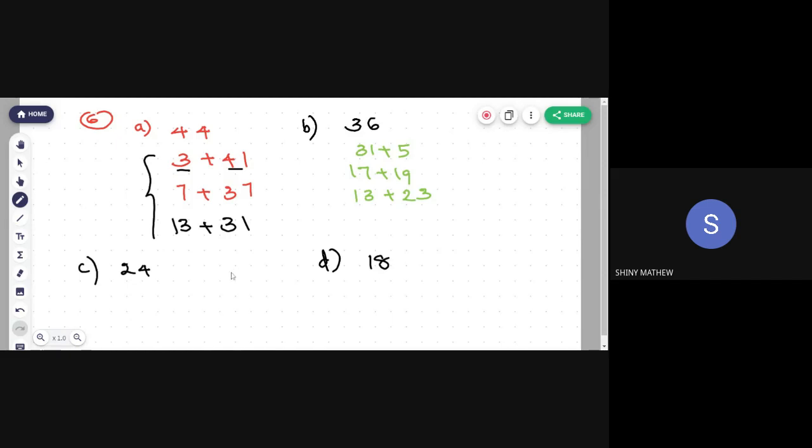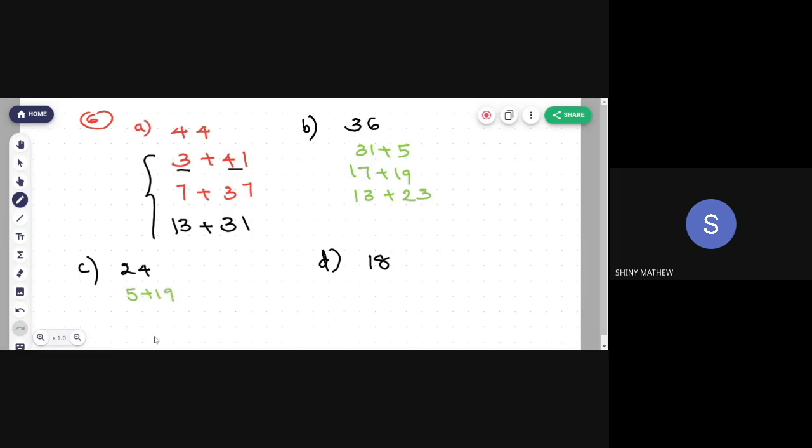Fast. Do fast. Then for 24, you can find 3 examples. But in 18, can you find 3 or otherwise 2? Minimum 2. Okay, say fast. 5 plus 19. 5 plus 19. Okay.